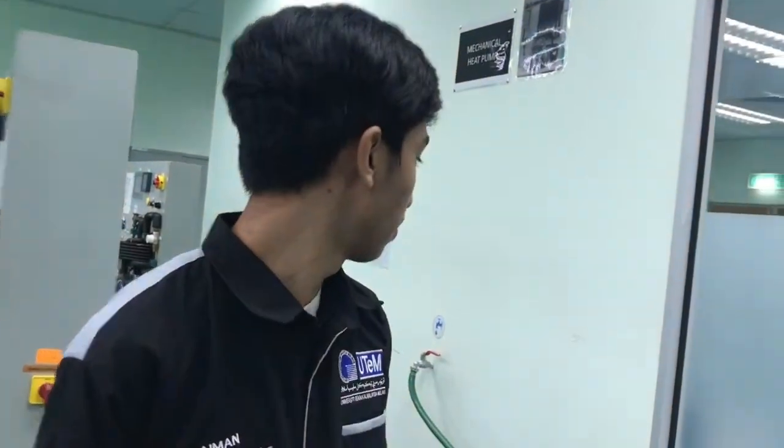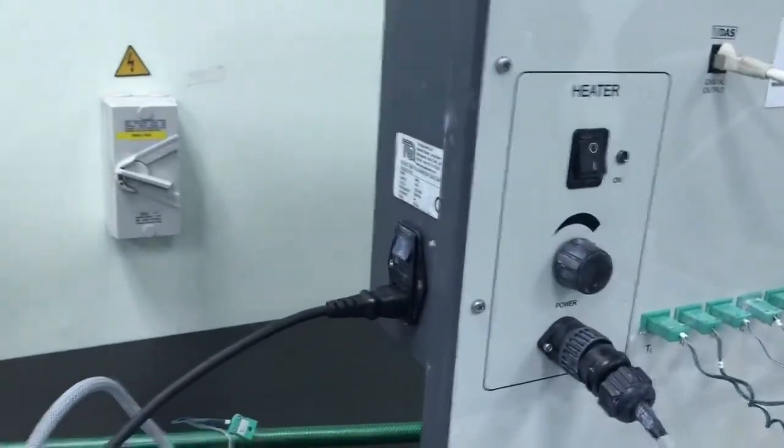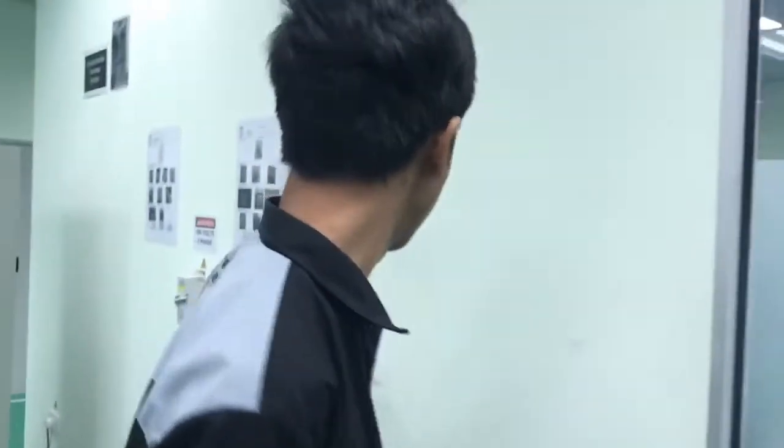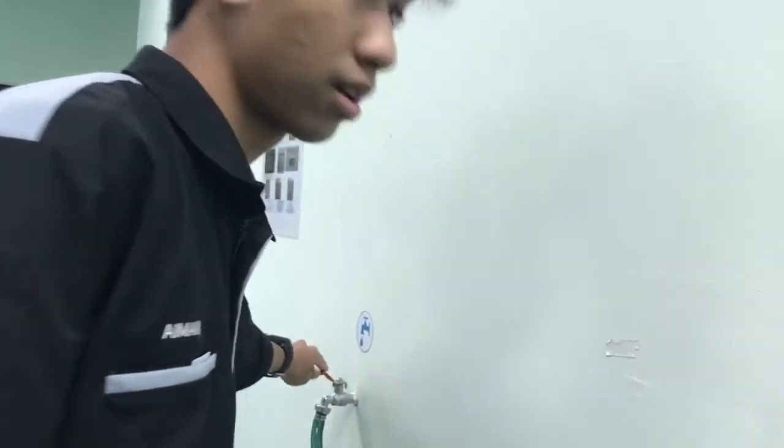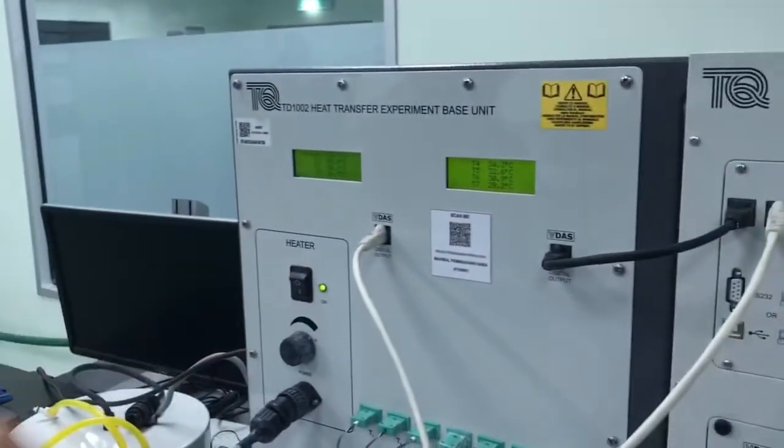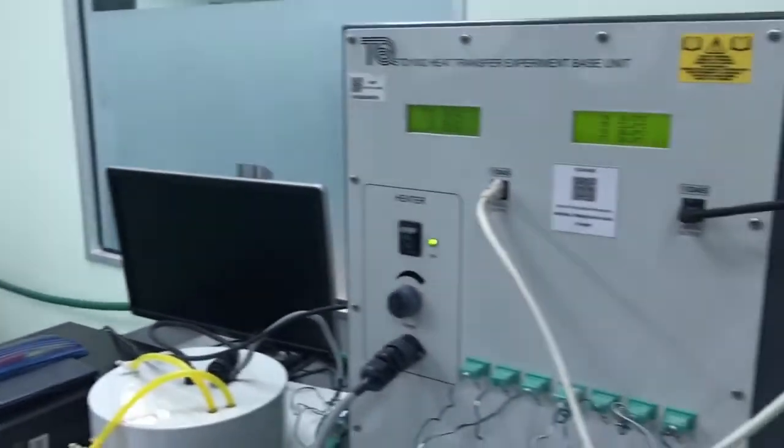So first thing first, we open the switch and then we open the pipe. After that, we open the power for the heater. We wait for several minutes and after that we will increase the power to 30 watts.